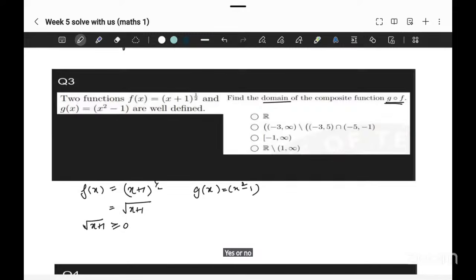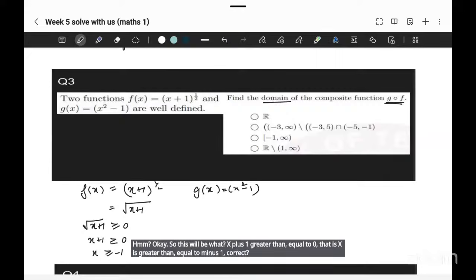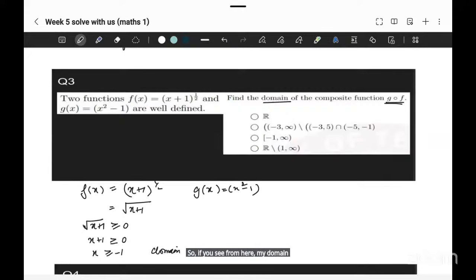Yes or no? Yes, ma'am. So x plus 1 is greater than or equal to 0, that is x is greater than or equal to minus 1. So the domain for f will be minus 1 to infinity. Now for g(x) also, what will be my domain? It will be the whole real numbers.